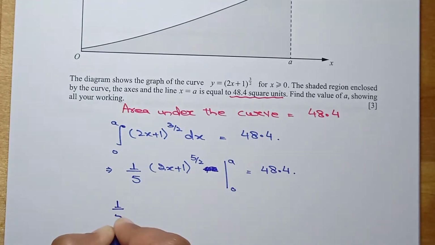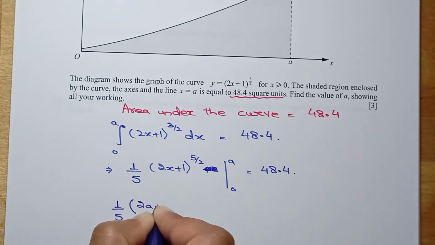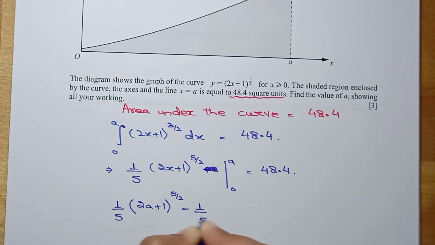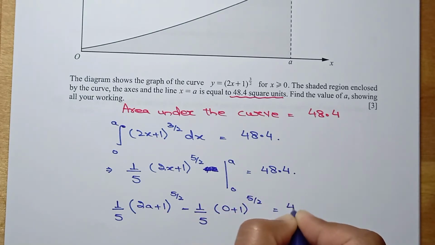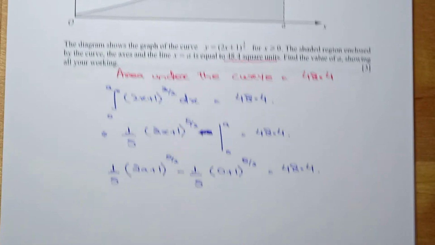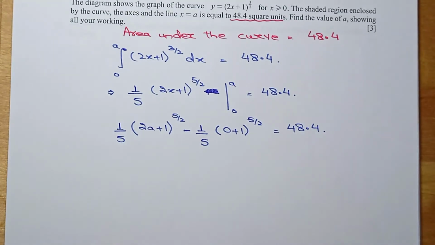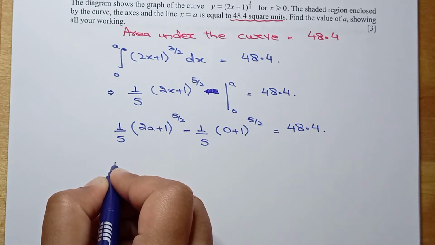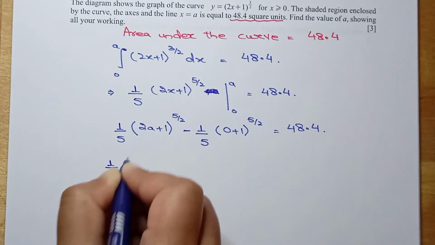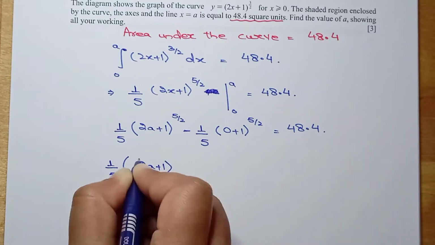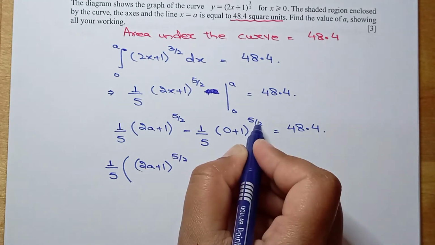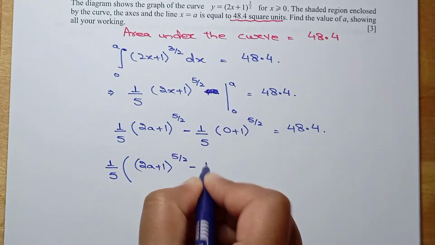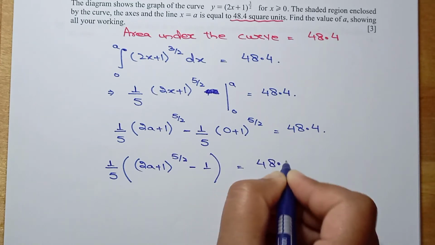So it is 1 by 5, 2a plus 1 power 5 by 2, this is the upper limit, minus lower limit is 1 by 5, 2 times 0 is 0, 0 plus 1 power 5 by 2, this is equals to 48.4, right? Let me simplify it further to get the value for a. So if I take 1 by 5 outside, we have 2a plus 1 power is 5 by 2, and the 0 plus 1 is just 1, and 1 power anything is 1, so it is just minus 1, and this is 48.4, right?